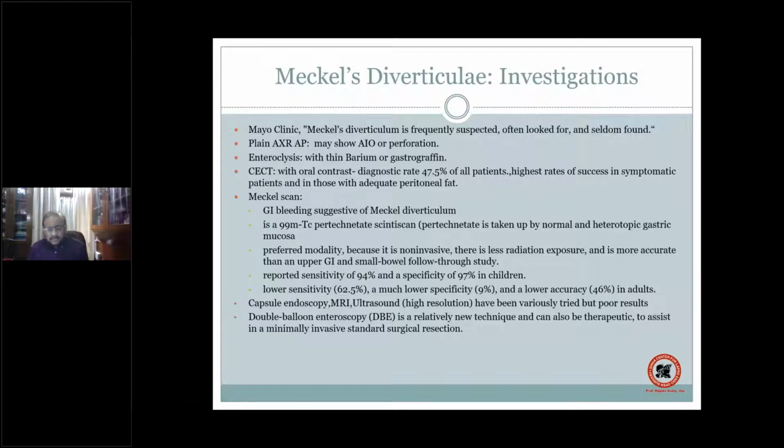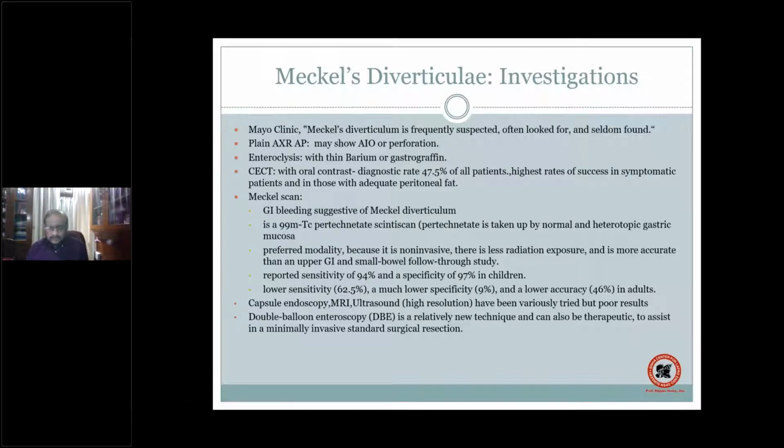A Meckel's scan could help you in those patients where you're suspecting a heterotopic mucosa. So this is a patient who's presenting with a GI bleed, suggestive of Meckel's diverticulum. There's strong suspicion. A CT scan is probably indicative that there may be a Meckel's diverticulum. So in these patients, you do what is known as the 99m technetium pertechnetate scan. The m stands for metastable, so 99m technetium pertechnetate scan, which is taken up by the normal and at the same time heterotopic gastric mucosa. So that would help you to delineate, yes, there's gastric mucosa lying in the Meckel's diverticulum.